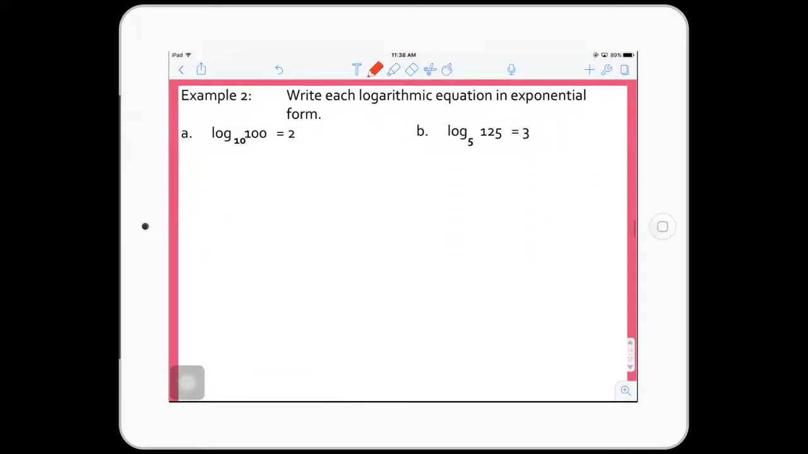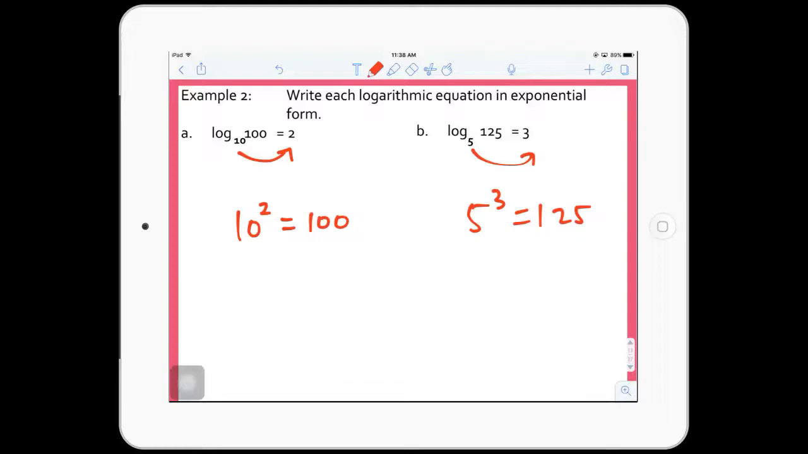And example 2, let's take a look. Write each logarithm equation in exponential form. So we're going to go the other way. This one is actually easier because it's already in log form and you just need to follow the arrow. So it's going to be 10 to the 2nd equals 100. And 5 to the 3rd equals 125.